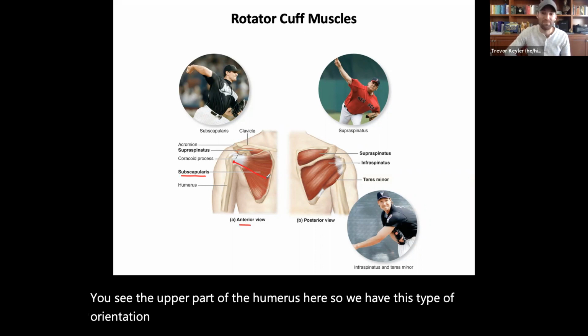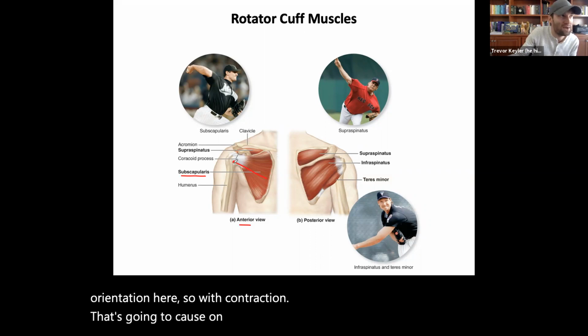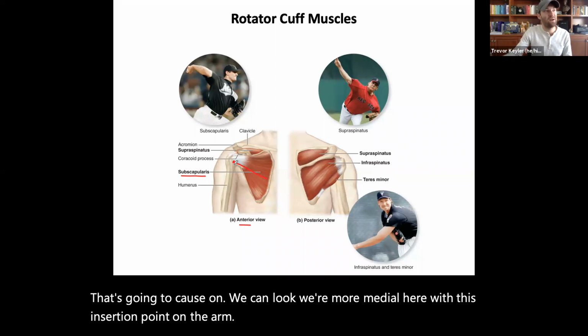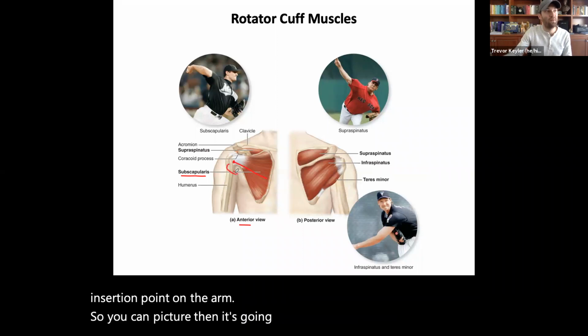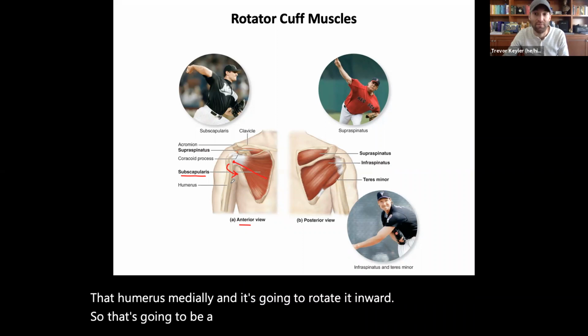So with contraction, we're more medial here with this insertion point on the arm. So you can picture then, it's going to pull that humerus medially, right? It's going to rotate it inward. So that's going to give us a medial rotation of the shoulder. It's going to pull that shoulder medial toward the midline.